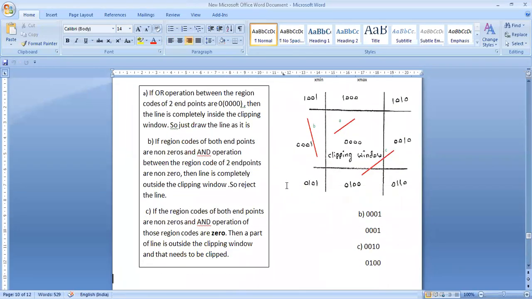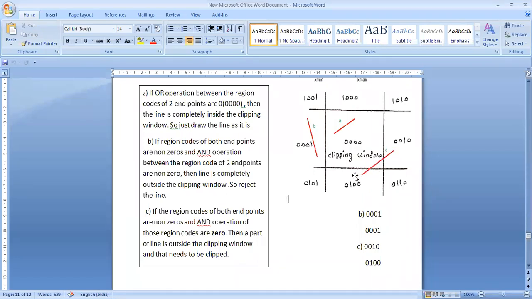See here, there are 3 types of lines. A, which is inside. B is completely outside. And C, where a part of the line is inside and a part of the line is outside.